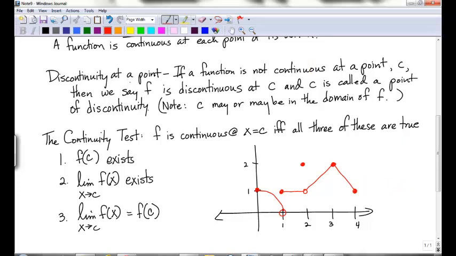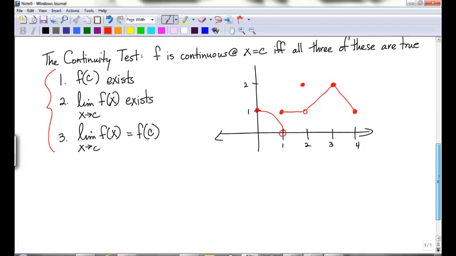So that's how it has to satisfy all 3 of these for it to be continuous. Otherwise, you're going to have a point of discontinuity. Now, the author goes through 4 types of discontinuities. One is what they call a removable discontinuity.